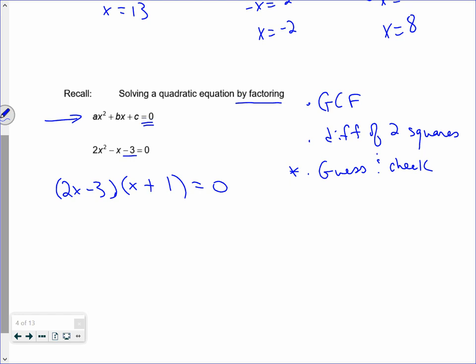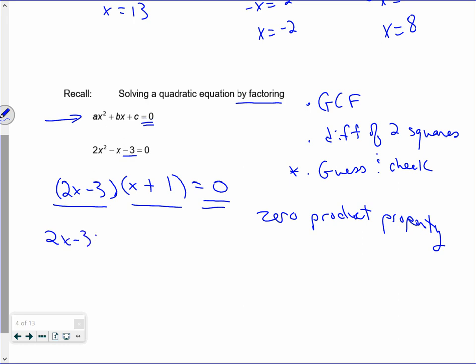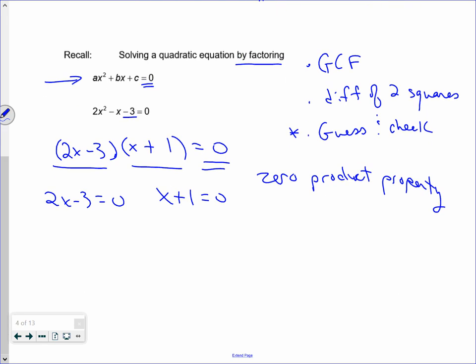When you do guess and check, there's a few of you doing something called the box method or Virginia Tech method. Those are all perfectly fine. All right, once you've got it factored and it equals 0, then you're using what's called the zero product property. The zero product property says to take each of the separate factors and set them equal to zero. That's the only way that I'm going to get the answer 0 is if one of the factors is 0.